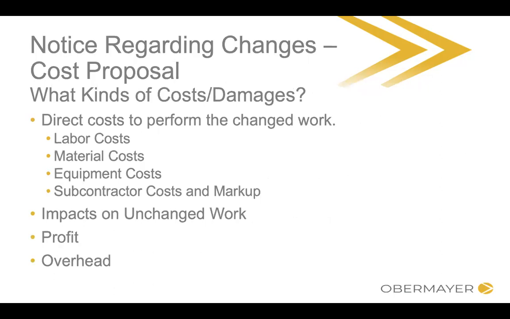What kind of costs or damages are you talking about when you're talking about a change? Well, generally, you're talking about any direct costs to perform the changed work, especially if there's additional work. So things like additional labor costs, additional material costs, additional equipment costs, especially if you're renting certain equipment, and subcontractor costs, and you get to mark up your subcontractor costs too, depending on what your contract says. There might also be impact on unchanged work that might be either days or dollars. And then depending on the particular situation, you might be able to add overhead and profit on top of that as well.